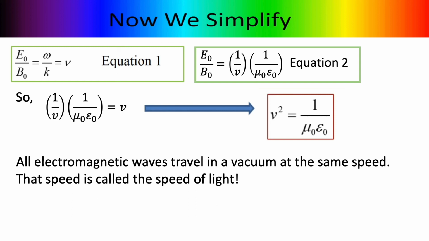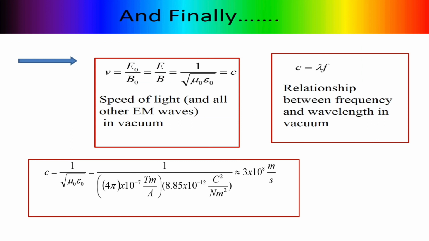We can solve for this speed, and it turns out that the speed is called the speed of light, and that all electromagnetic waves travel in a vacuum at that same speed. And solving for the speed of light gives a value of 3 times 10 to the 8 meters per second. And there's one other relationship about these electromagnetic waves, and that is that the speed, the wavelength, and the frequency are all interrelated. So we can only have one frequency associated with a particular wavelength and vice versa.